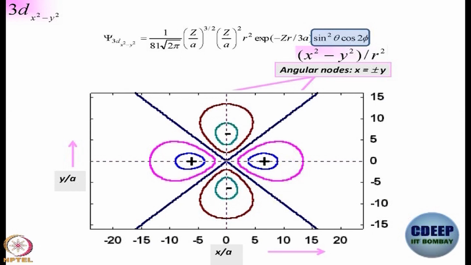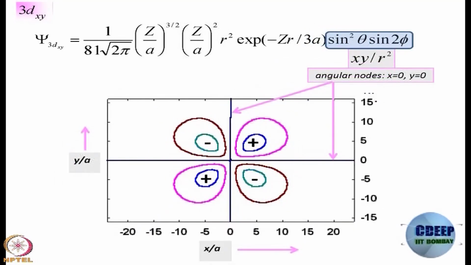Similarly, if you go to xy, it is the r dependent part multiplied by a constant multiplied by sin square theta sin 2 phi. What is sin 2 phi? It is 2 sin theta cos phi. So, what do you have? 1 sin theta multiplied by cos phi, multiplied by 1 sin theta multiplied by sin phi, that is xy by r square. That is why this is called dxy orbital. So, this orbital is going to transform in the same way as the function xy transforms.